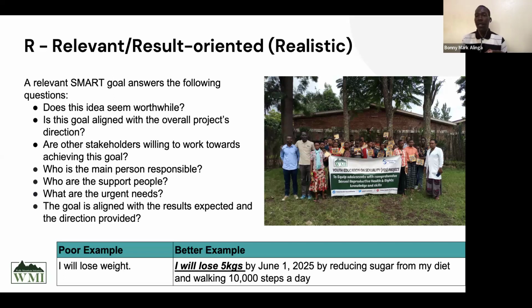Remember our example? Somebody put a poor example of, I will lose weight, and that is the focus. And most of us do make those blanket, generic goals. I will lose weight. But what is the relevance here? What are the support systems that will be measured at the end of the day? The relevance or the result-oriented focus is losing 5 kg of my weight at the end of June 2025. So I must focus on losing weight and those steps to getting me there.